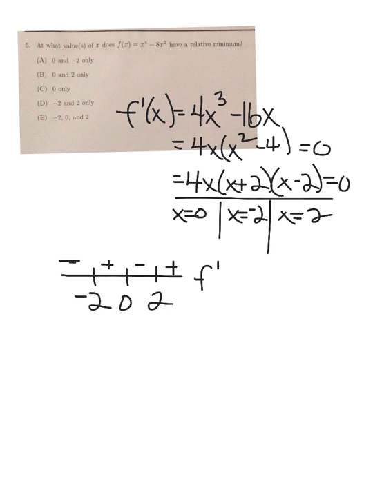Okay, when you plug in numbers, x equals -2 is a minimum, x equals 0 is a max, and x equals +2 is a minimum. So let's look at the answer choices here because they want to know which one has a relative minimum. So the answer would be choice D.